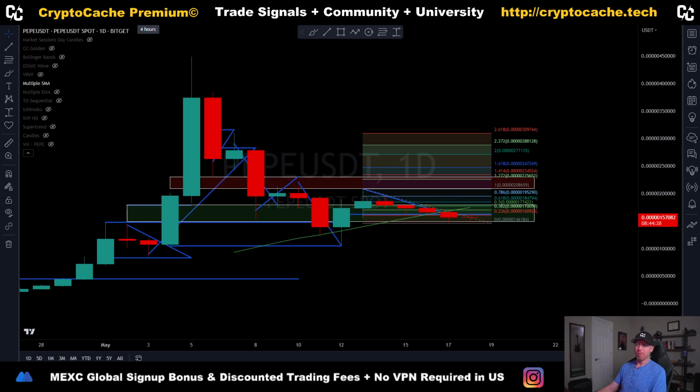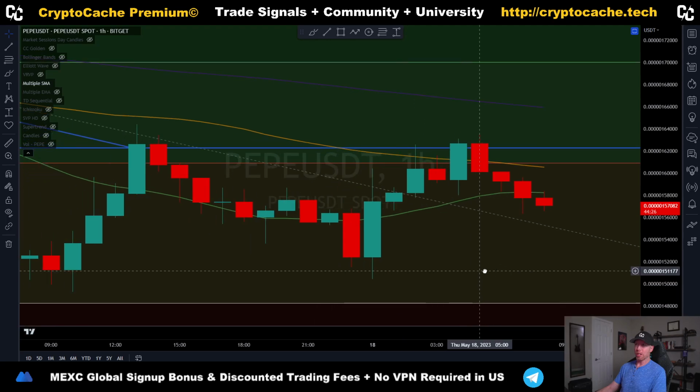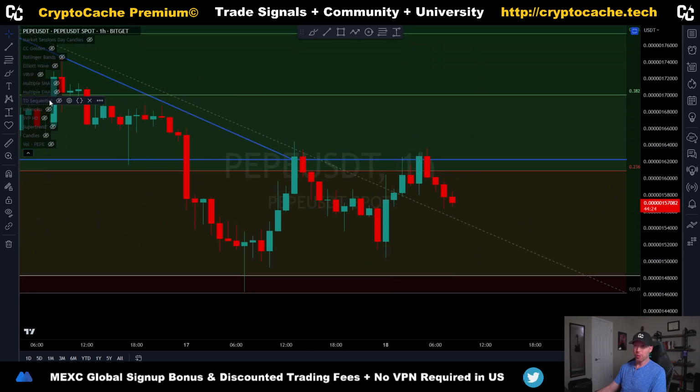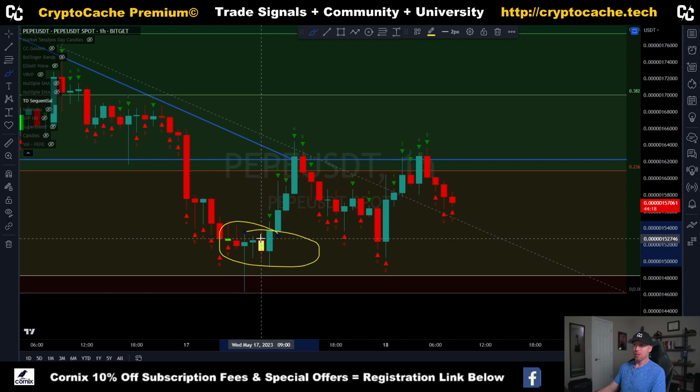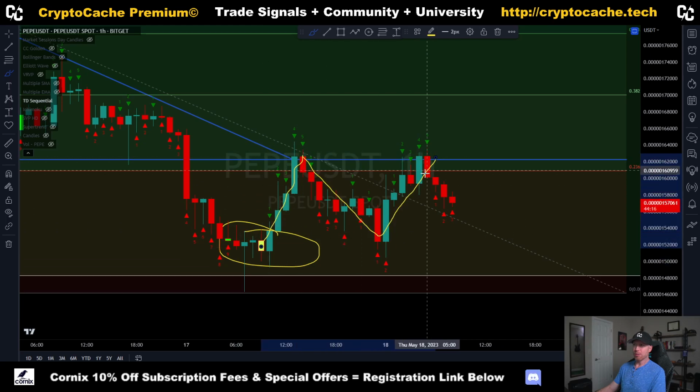But that's kind of where we're at for the moment. All right, so let's go ahead and see what the 1 hour looks like. We're going to quickly peek at TD sequential and see if we have any overextension. We did have a previous overextended state here recently. And of course, the price comes up and rejects off this level multiple times.